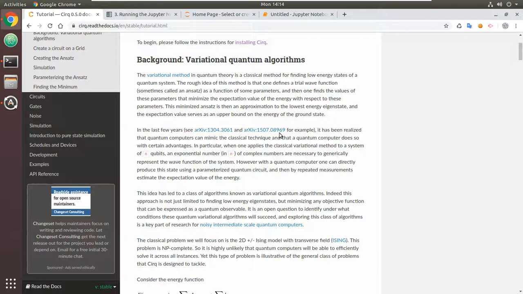This minimized ansatz is then an approximation to the lowest energy eigenstate, and the expectation value serves as an upper bound on the energy of the ground state. And that upper bound is supposed to be useful somehow.